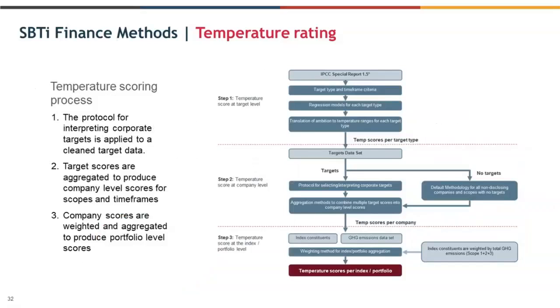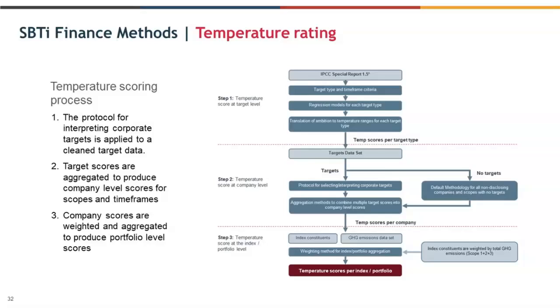There are three core steps to the method. I won't go into too much detail, but essentially we take the publicly available targets, take the ambition of those targets, and convert them into a temperature rating based on the IPCC special report scenario set. We have scenarios and models available for all different types of targets from all different types of sectors. This includes intensity targets and absolute targets, and we can take any kind of public formulation, whether a percentage reduction per square meter or an absolute percentage reduction, and convert that into a temperature.